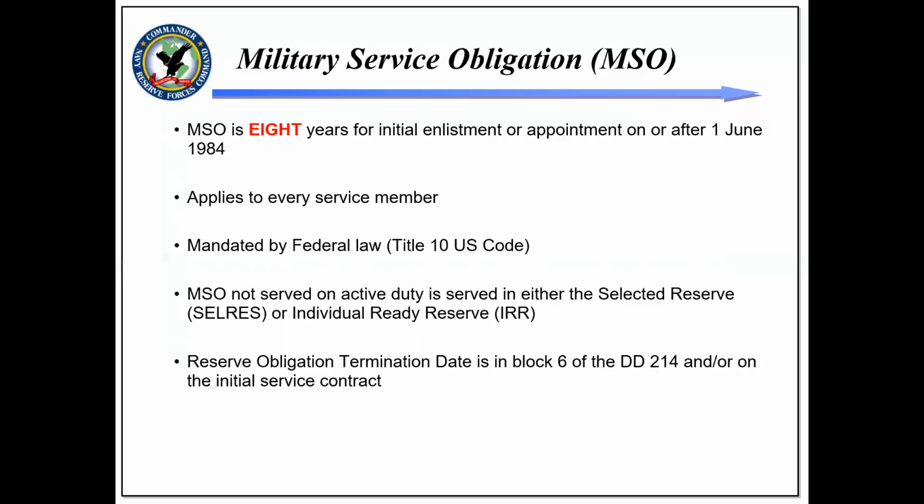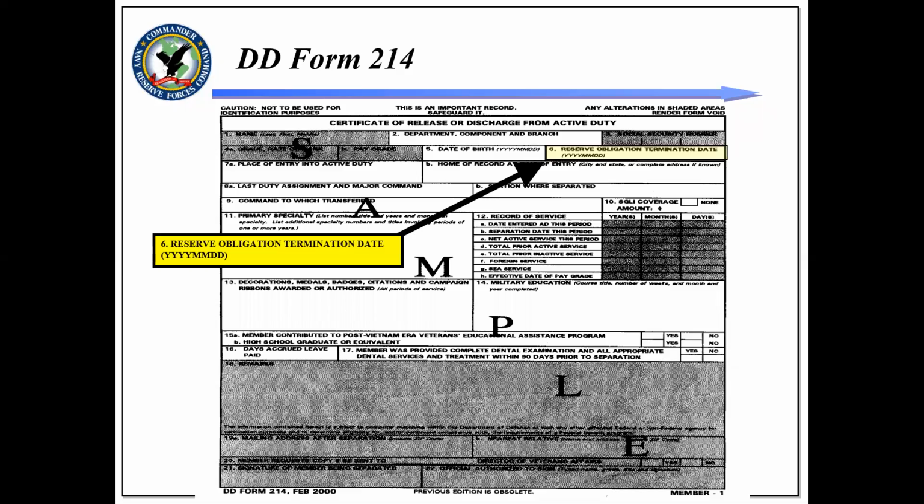Military Service Obligation. MSO is 8 years for initial enlistment or appointment on or after 1 June 1984. This applies to every service member. This is mandated by federal law, Title 10 U.S. Code. MSO not served on active duty is served in either the Selected Reserve or IRR. Reserve obligation termination date is in Block 6 of your DD-214 and/or on the initial service contract.